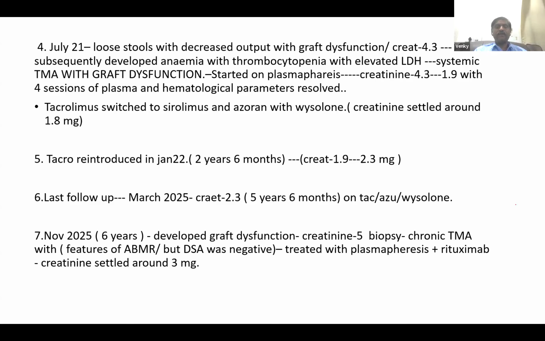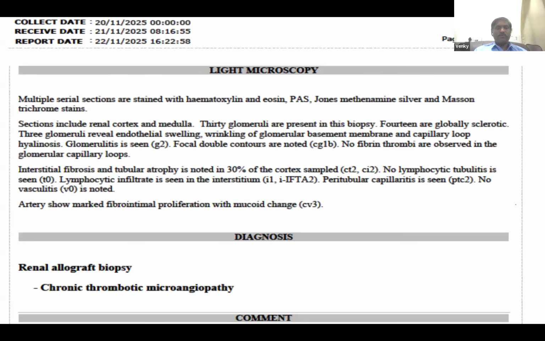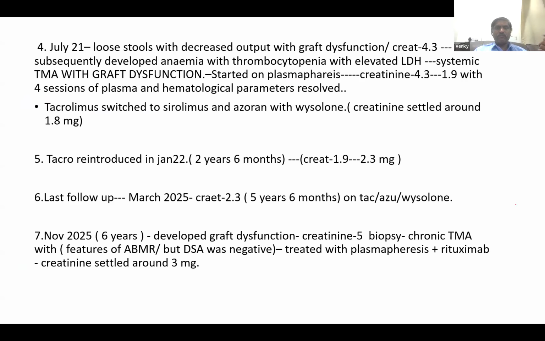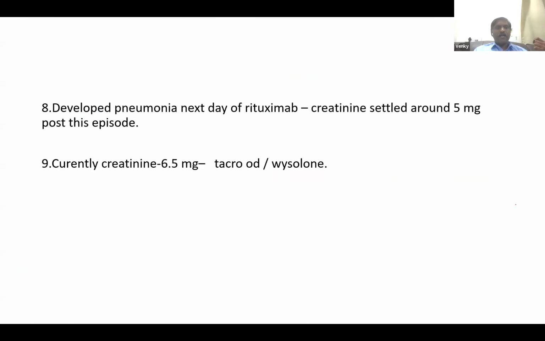But at 6 years, once again, she developed graft dysfunction. This time, the biopsy showed chronic TMA. Features of ABMR were also seen along with chronic TMA, but the DSA and C4d were negative. This time the creatinine settled at 3 milligrams when she was treated with plasma and rituximab. So this was the biopsy report, which showed chronic TMA at 6 years post-transplant. She had also had a TMA in July 2021, at 1 year 6 months post-transplant. She developed pneumonia after treatment with rituximab, and currently her creatinine is 6.5. She is being planned for ESRD treatment.